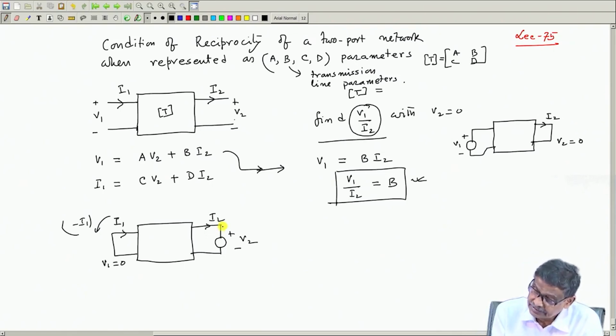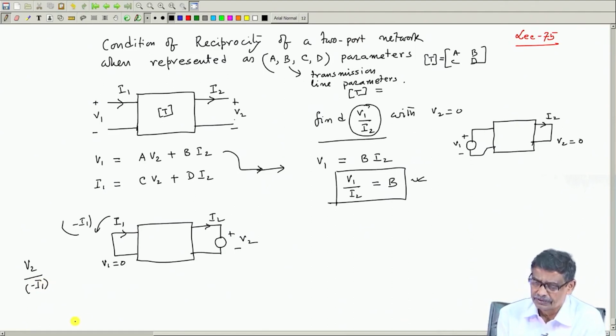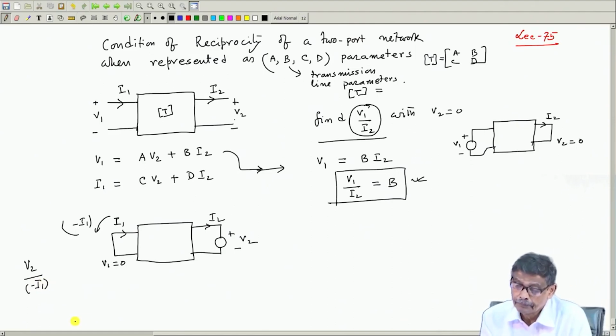Similarly, I have energized this with V2, but I1 and I2 are specified like this. So, I must look for V2 by minus I1, and this should be equated with V1 by I2. Anyway, let us see what happens. With this, V1 is equal to 0, so the first equation will give you 0.